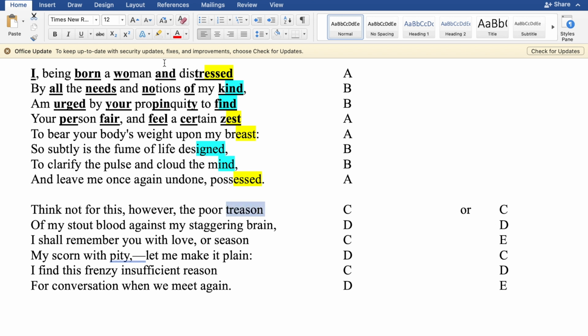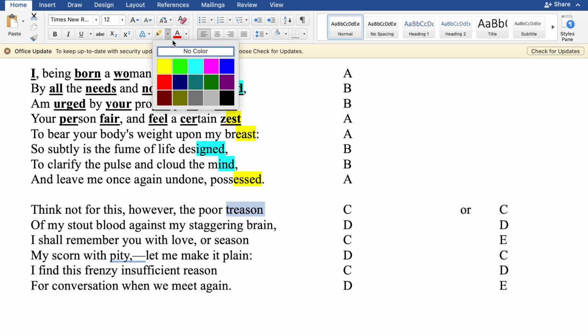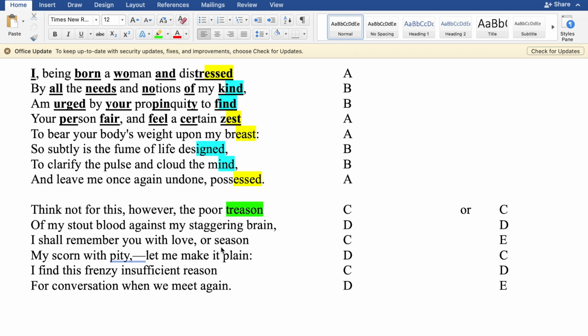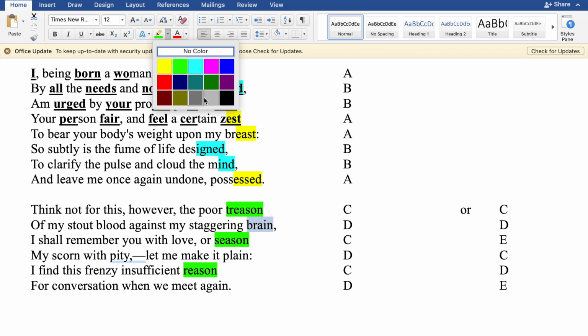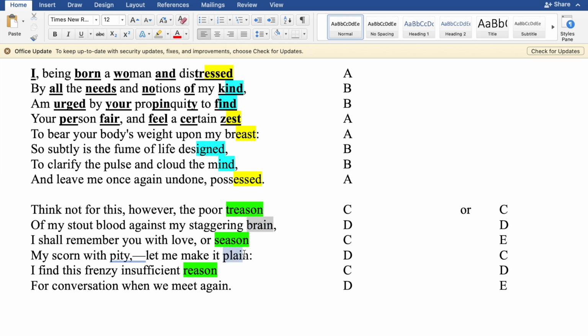You can see in the sestet, the word treason rhymes with season and reason. So we've got 3 rhymes there, C: treason, season, and reason. And then we've got 3 other rhymes, brain, plain, and again that rhyme with each other. And this is the second part of the poem that has a different rhyme scheme to the first part.